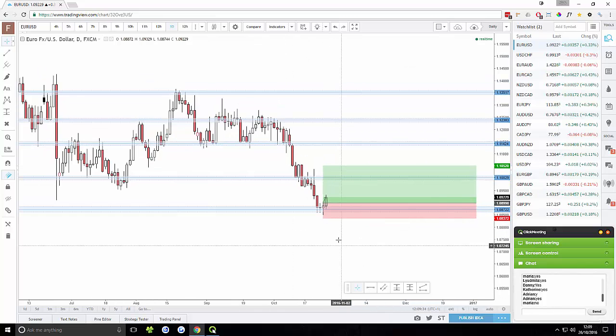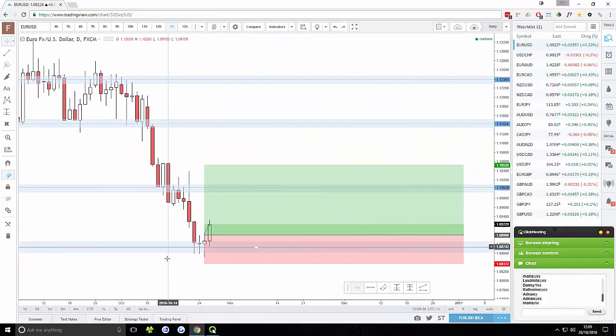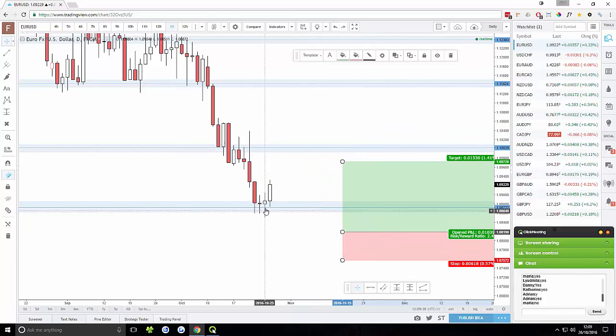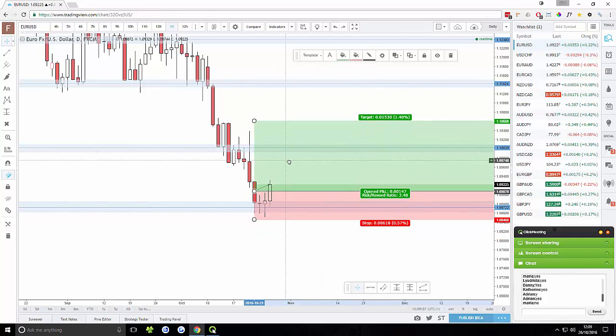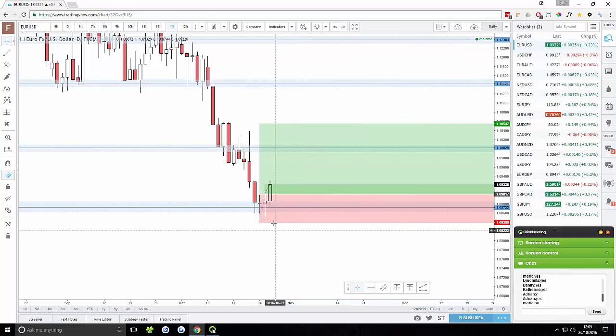Now, I didn't enter this trade. The reason I didn't enter was because this new candle here pushed too far below the previous candle. So it pushed down to here, and that pulled my stop loss a bit too far down, which made this trade a bit too risky.